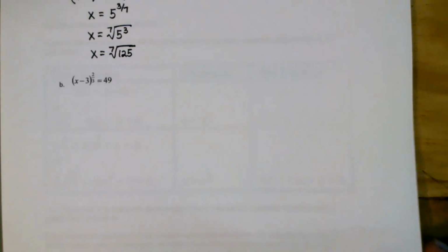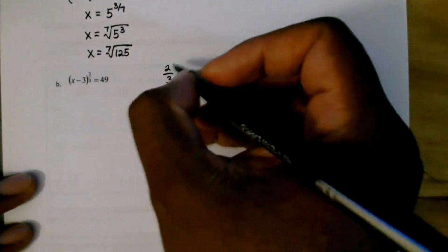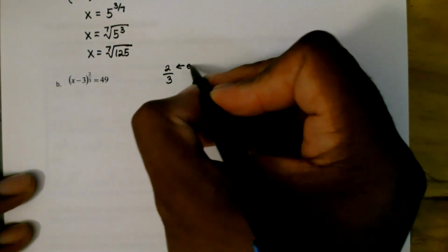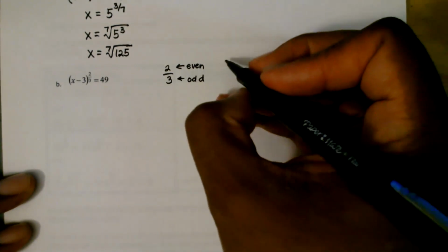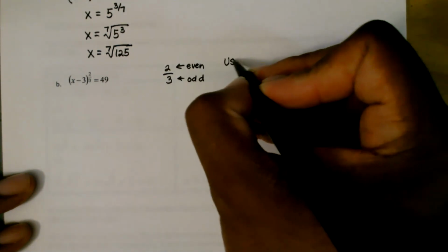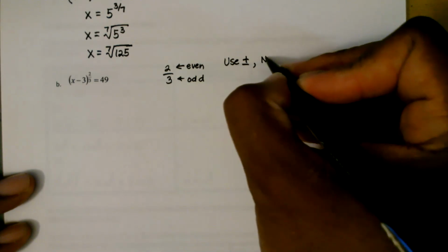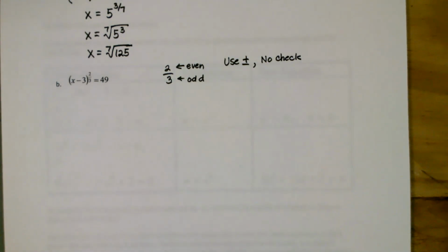Now, part B, let's say we got x minus 3 raised to the 2/3 is equal to 49. Here, I want to solve this equation. Well, let's take a look at that 2/3 here. That's the exponent. The numerator in 2/3 is even. The denominator is odd. Well, the 2 is even, that numerator is even. That means I do need to use a plus or minus symbol. The denominator is odd, so I need not to do the check. So do not check, but use the plus or minus symbol.